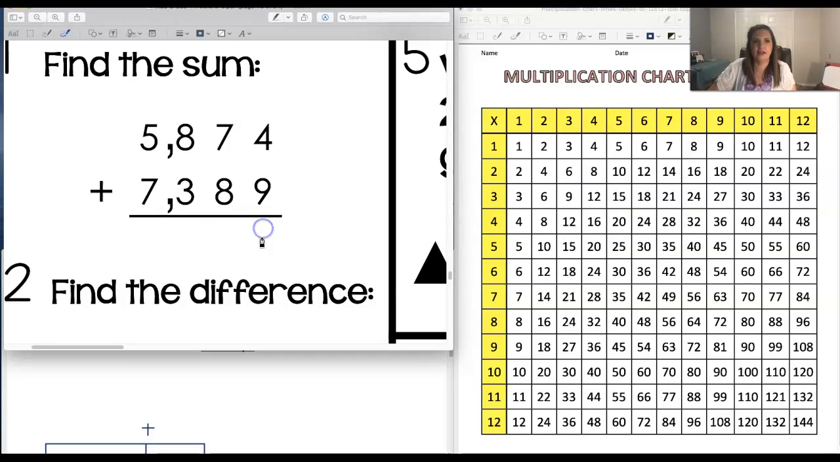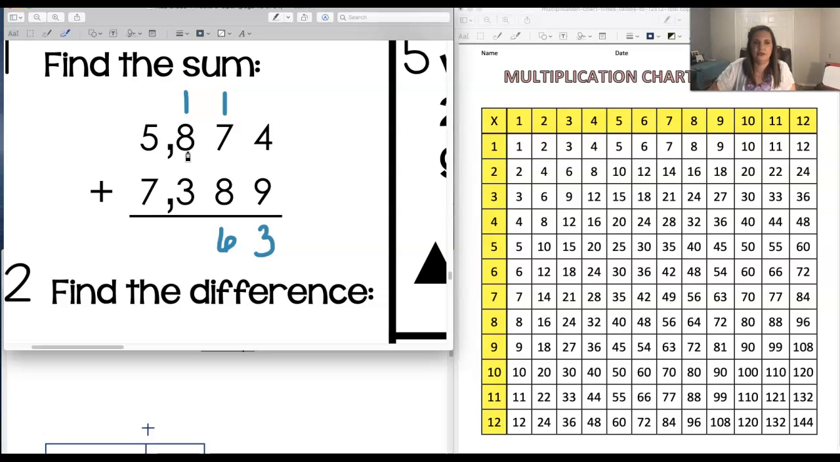Number 1, find the sum. 4 plus 9 equals 13. Write your 3, bundle your 10 ones over to the tens place. 1 plus 7 equals 8, plus 8 equals 16. Write your 6, bundle the 10 tens and move them to the hundreds.